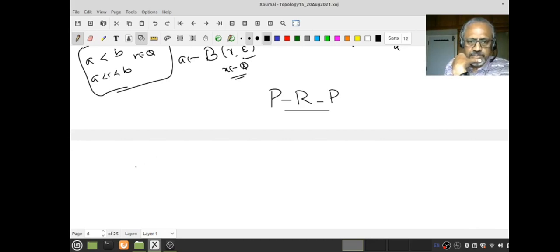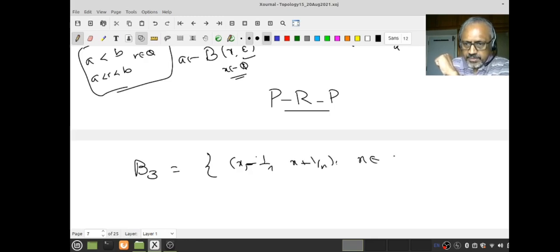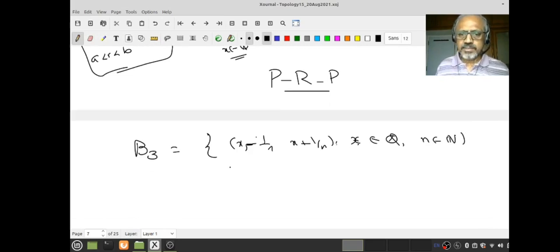Now we can do better than that. We can combine both the tricks now. The trick is, let us look at (x minus 1/n, x plus 1/n), where x is in Q and n is a natural number. Both look similar, right? What is the advantage?